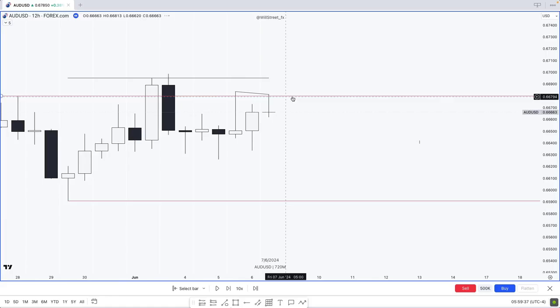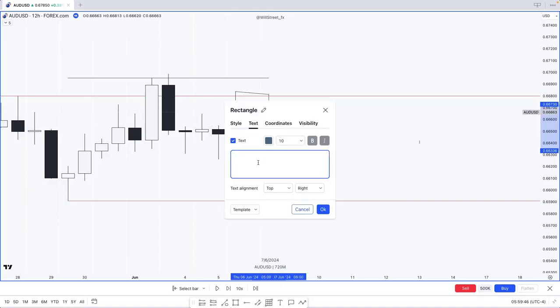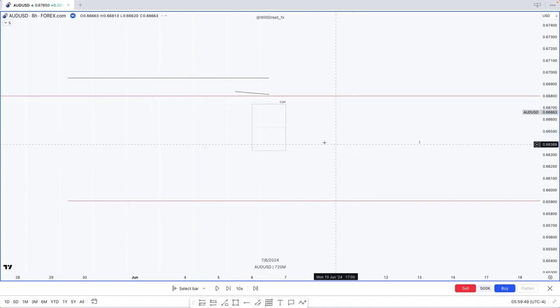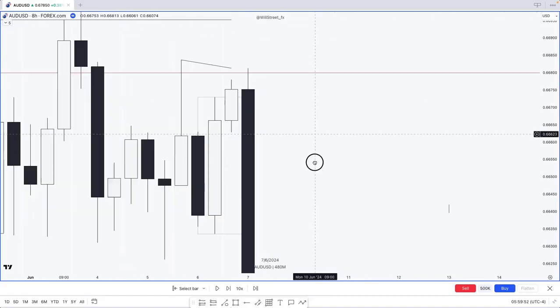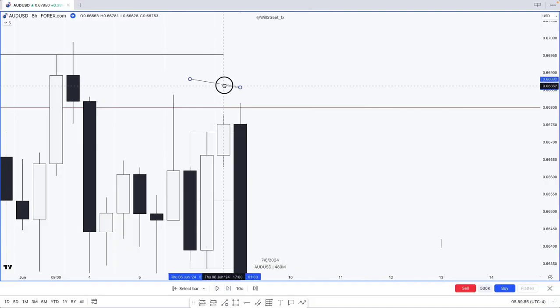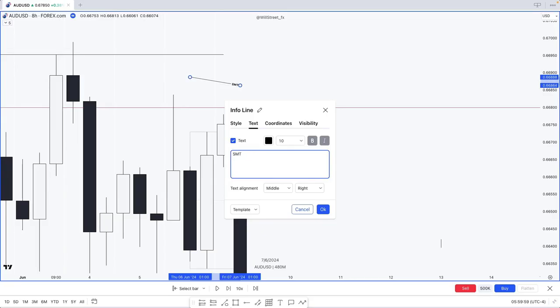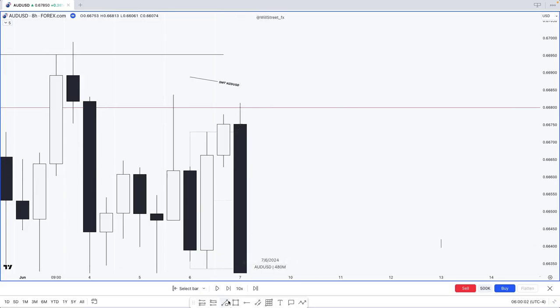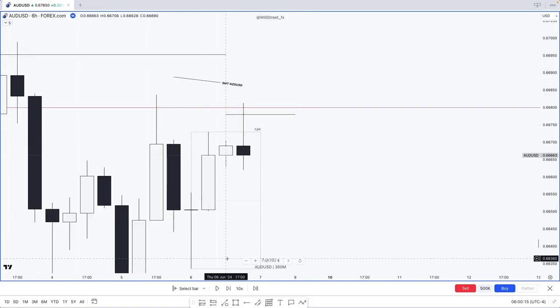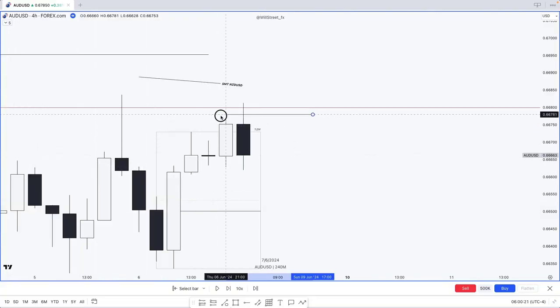Let's refine. Look at this. 12 hours. And refine. Perfect. Into the turtle soup is a pending arc going into the change in state of delivery of the weekly range height. We can refine that arc and look at the 4 hour.